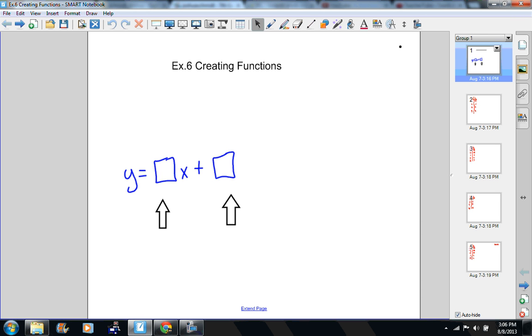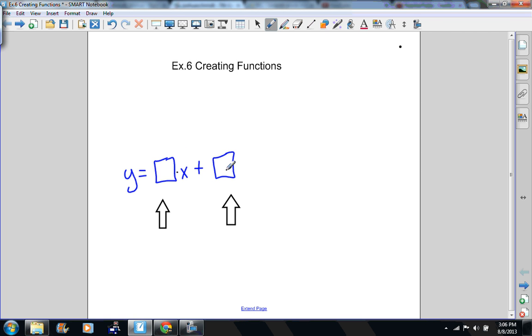So when we're working, I want you to always be thinking of this type of function, where we have y equals the box times an x plus another box. And what these two boxes get filled in are very specific numbers. The number that goes in front of the x is what we call the pattern. And this spot is what we call the starting value.